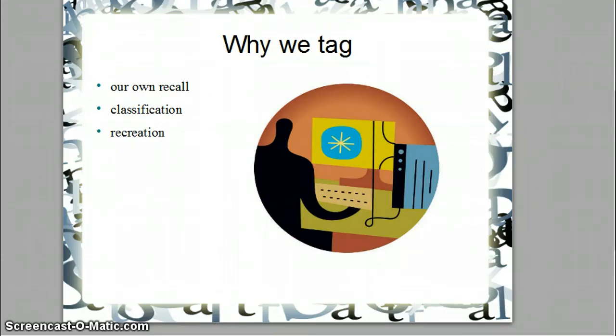People tag for different reasons, one of which is personal organization. People like to bookmark their media so they can find it again. People tag for classification, so that is to help others find and organize information, which is an altruistic motivation. Another reason people tag is for fun. Some users tag for amusement, and an example of that coming up next.